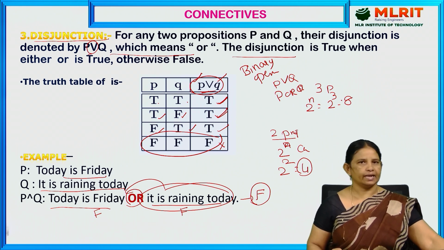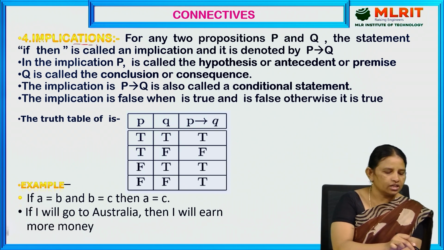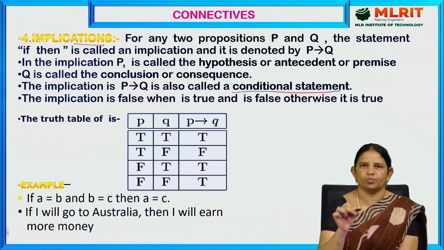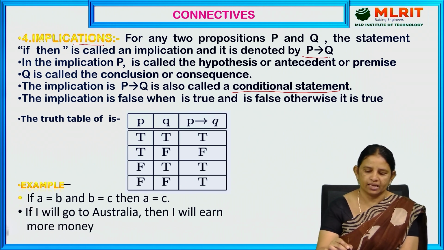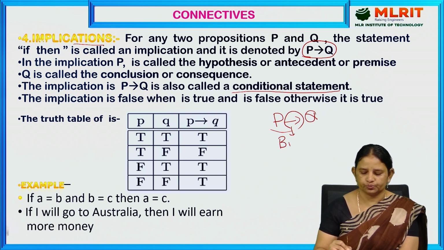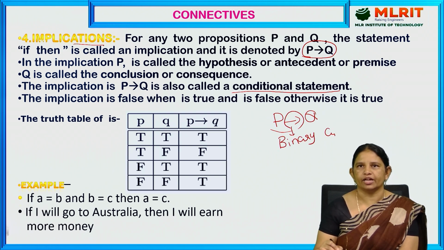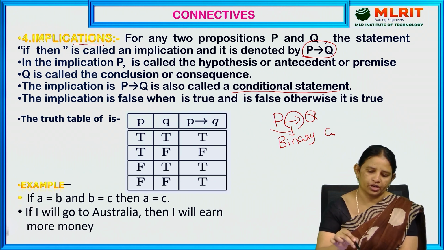Now coming to the next connective, called implication. This implication is also called a conditional statement. It is denoted as P implies Q, P arrow Q. It is also a binary connective, because we are using two propositions to connect the conditions. To connect the two conditions, we are using the binary operator. In the case of implication, we use the arrow operator to represent the implication connective.